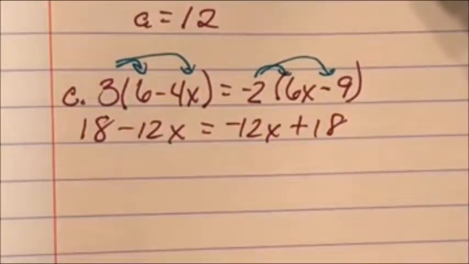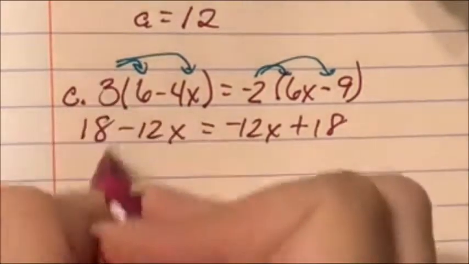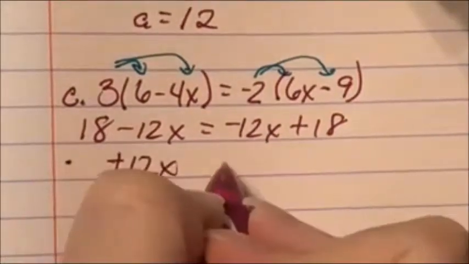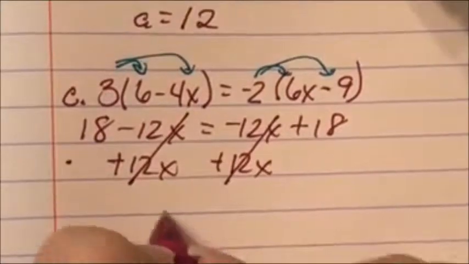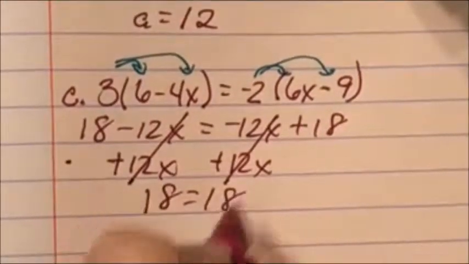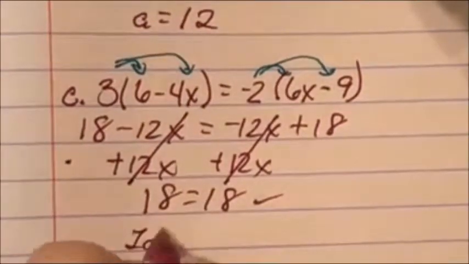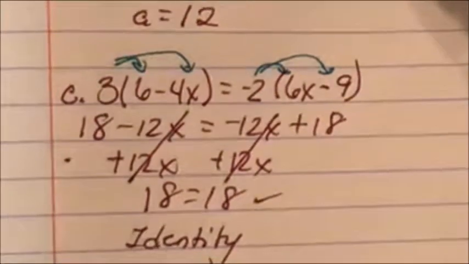Okay. I want to get the x's by itself. So I can either add 12x or I can subtract 18. I'm going to go ahead and add 12x to both sides. This cancels and this cancels. I'm left with 18 equals 18. Well, that is always a true statement, so this is an identity.